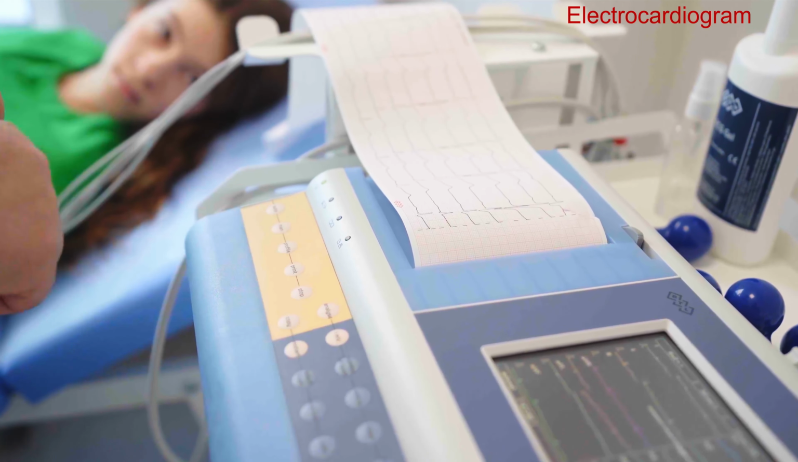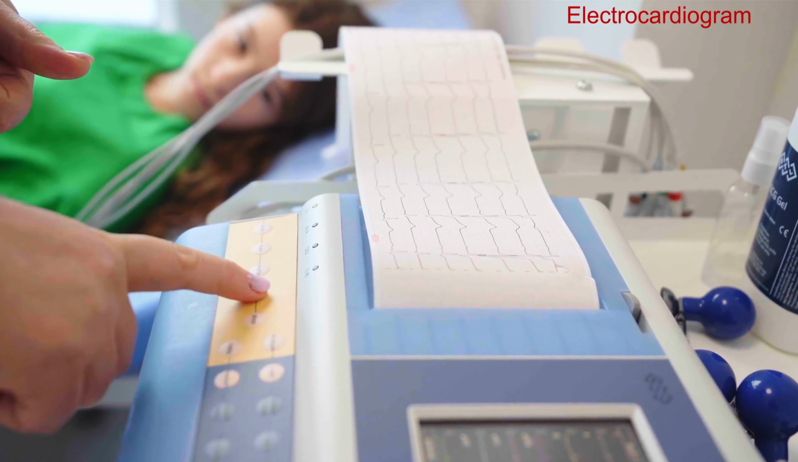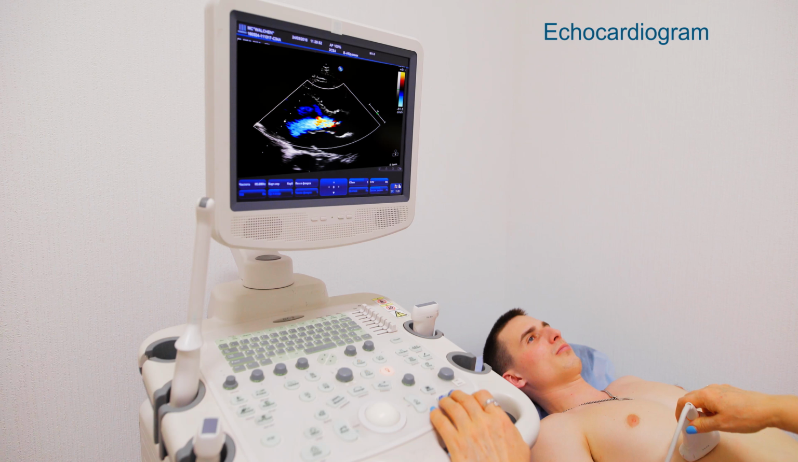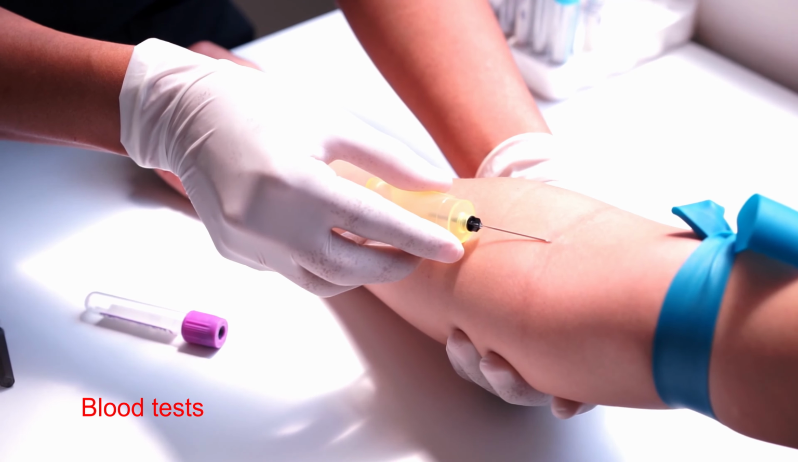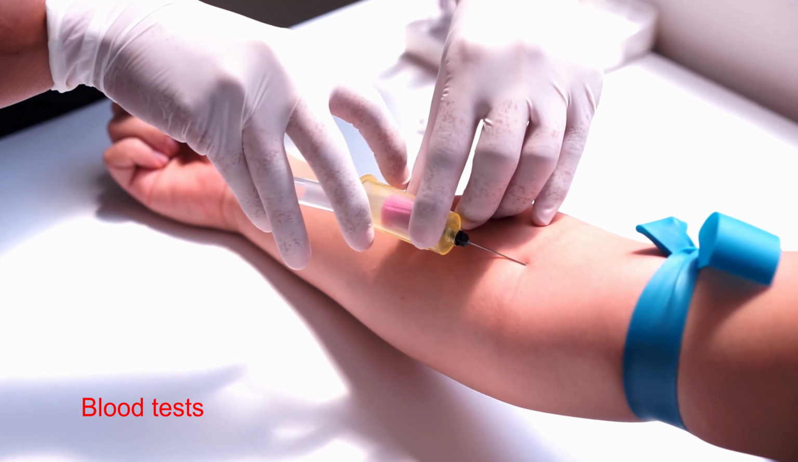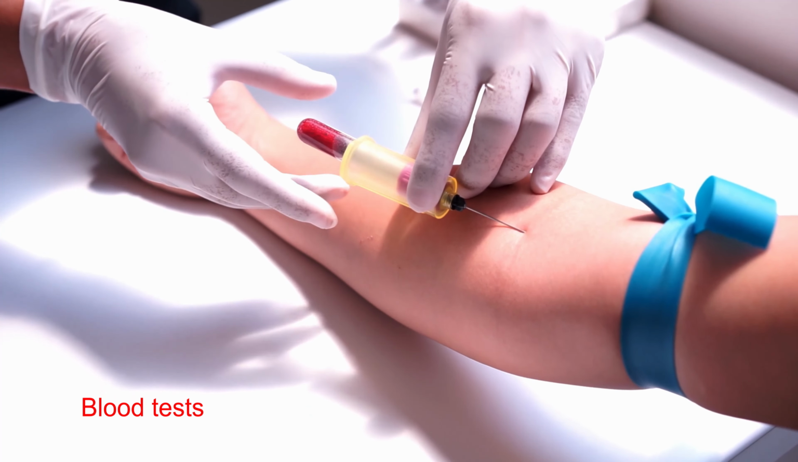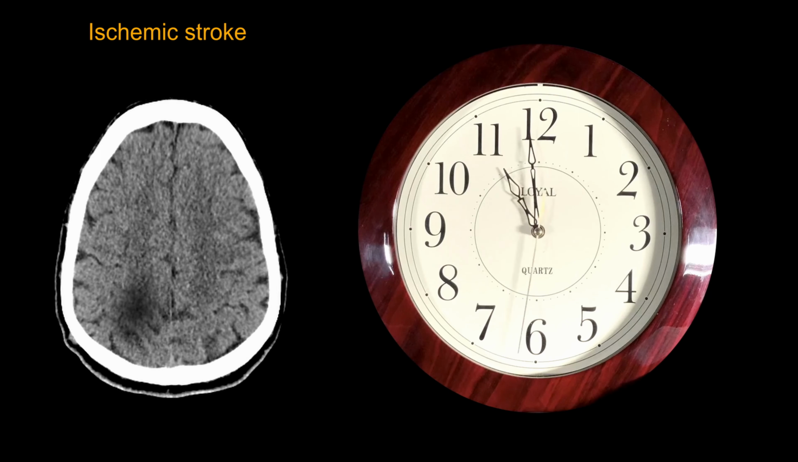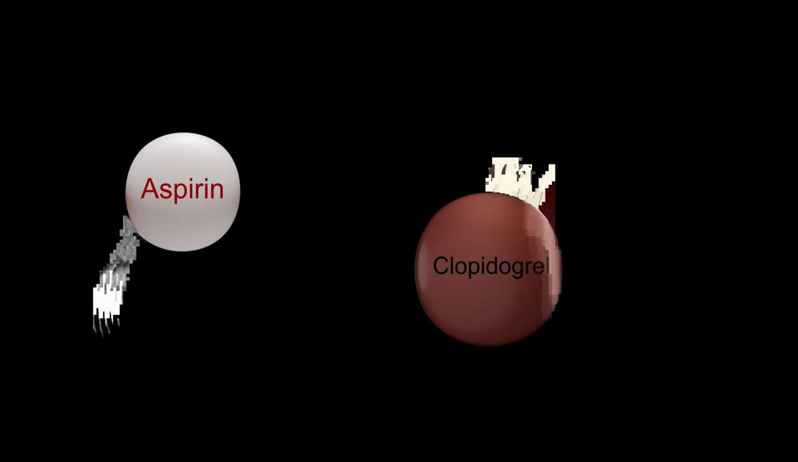Electrocardiogram should be performed to identify abnormal cardiac rhythm such as atrial fibrillation. Echocardiogram may demonstrate blood clot within the heart or structural abnormalities such as patent foramen ovale. Blood tests such as platelet count, INR, liver function tests, and basic metabolic profile may guide the decision-making process when selecting treatment options.